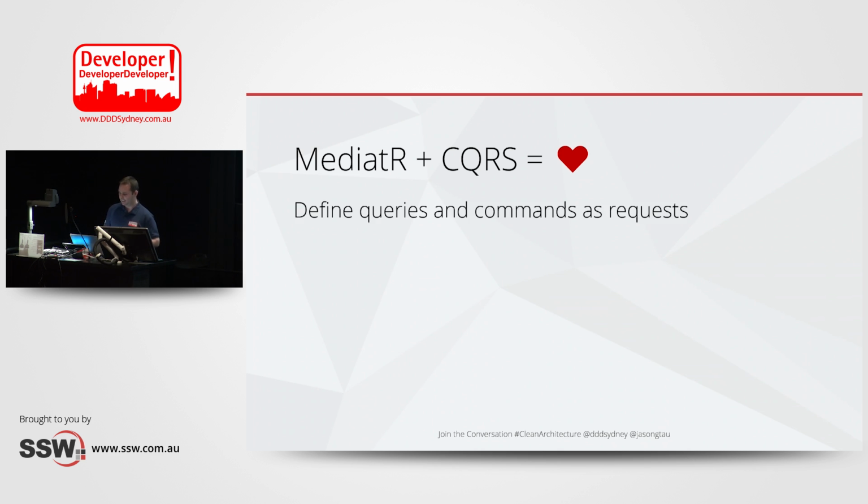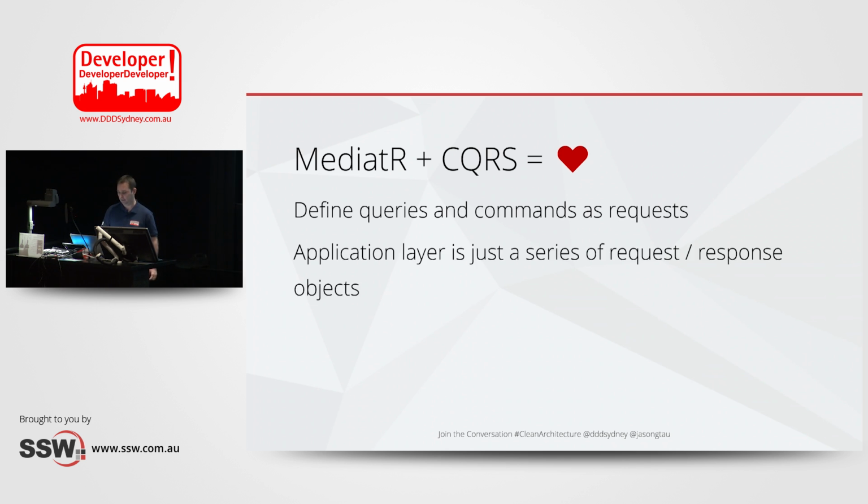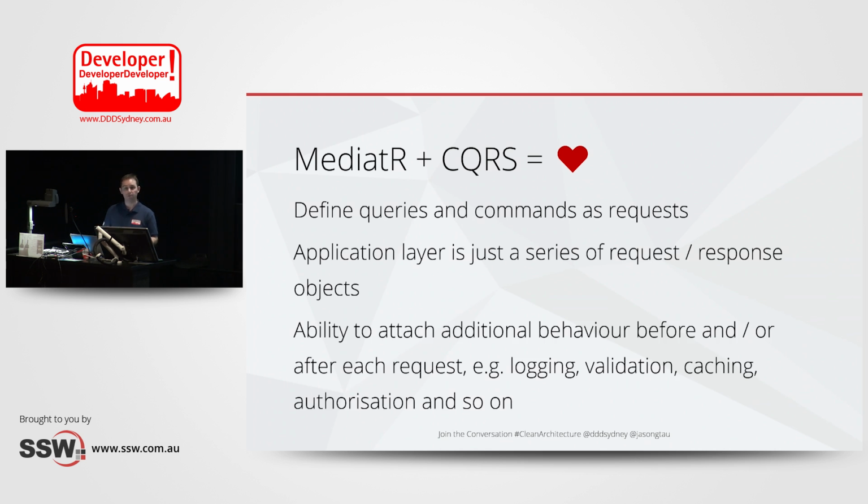So let's have a look. With Mediator, we define our commands and queries as requests. So everything is a request. Our application layer then is just a series of request-response objects. And with that, we get the ability to attach additional behavior before and/or after each request. So cross-cutting concerns like logging, caching, authorization in our application layer, we have one place in which we can do that. And I'm going to show you that now.